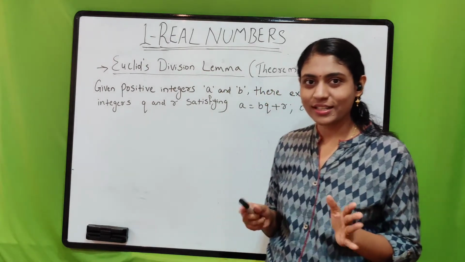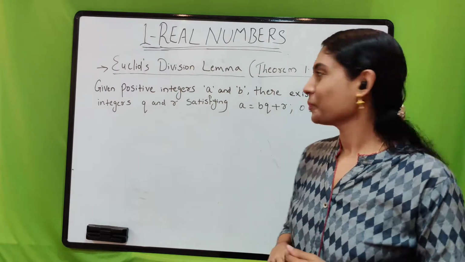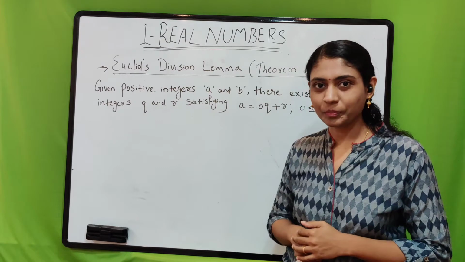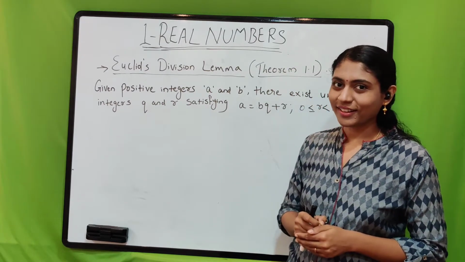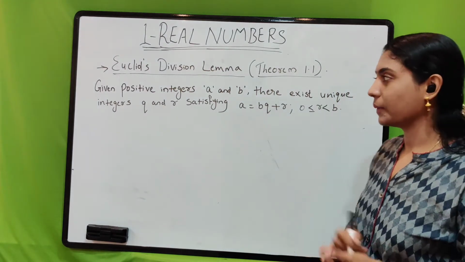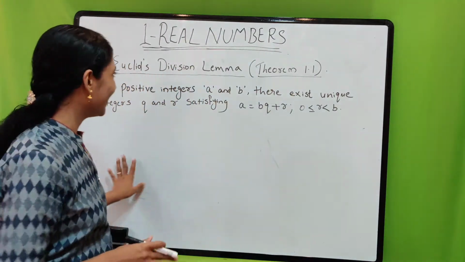You studied this, right? Simple. What is Euclid's division lemma? This is our very first theorem. Given positive integers A and B, there exist unique integers Q and R satisfying A is equal to BQ plus R for 0 less than or equal to R less than B. Understood? Got it? Okay.